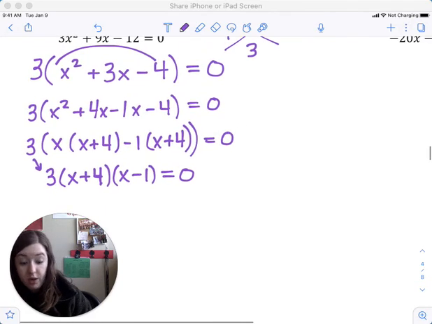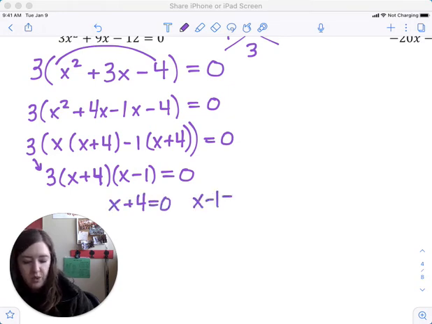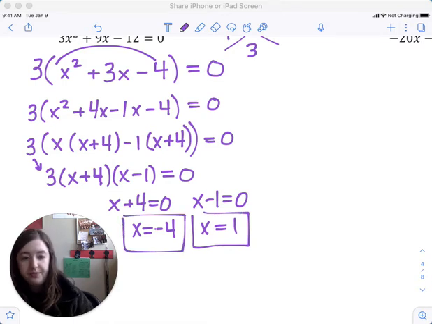So now we're going to go ahead and set everything equal to 0. So x plus 4 equals 0. X minus 1 equals 0. So we'll subtract 4 from both sides. X equals negative 4. We'll add 1 to both sides. X equals positive 1. And those are my two answers.